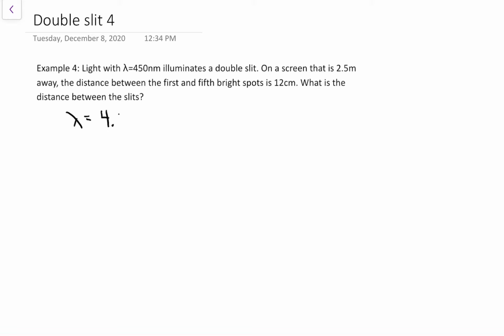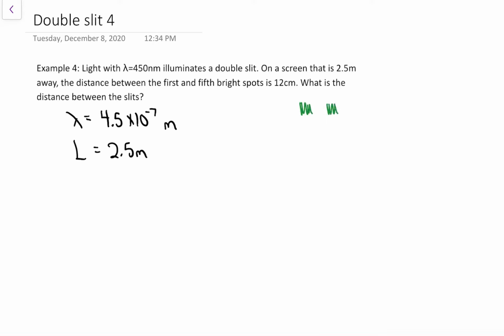For this one, our lambda was given as 450 nanometers, so 4.5 times 10 to the negative 7 when we're in meters. The screen is 2.5 meters away, that's our capital L. The distance between the first and fifth bright spots is 12 centimeters.